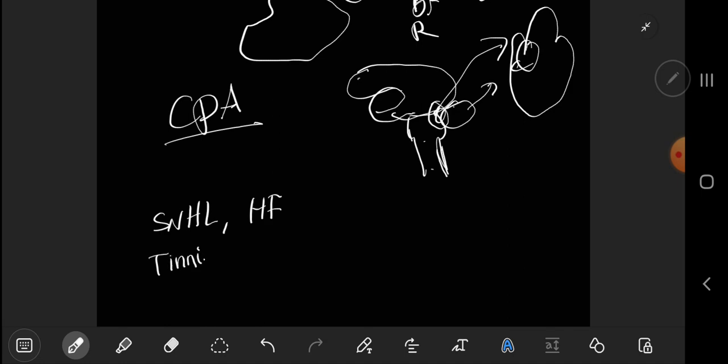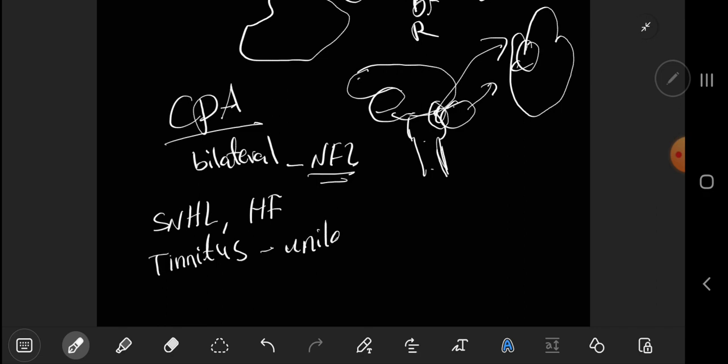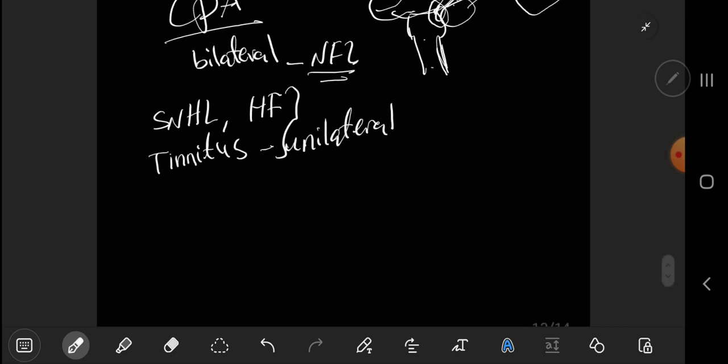Now usually the vestibular schwannoma is unilateral except for neurofibromatosis type 2. Here we have bilateral, but usually for ordinary patients, it's unilateral. Therefore the tinnitus and the hearing loss are also unilateral. So there is sensorineural hearing loss and tinnitus, which is usually unilateral. The tinnitus is usually subjective and not objective. Namely, it's not a pulsatile tinnitus, it's a tinnitus that is subjective.